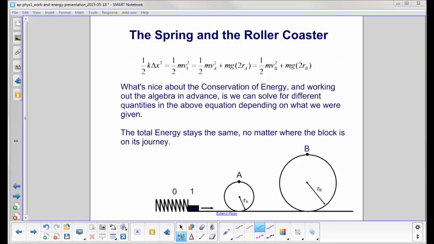Please note that we've given no numbers out yet. We're totally working with an algebraic equation with variables. This will enable us to solve the most general situation and plug numbers in later. And then if we want to redesign our spring roller coaster system, we can do that. We've already got the equations. So again, recall the total energy remains the same no matter where the block is on its journey. And here's our most general equation up here.